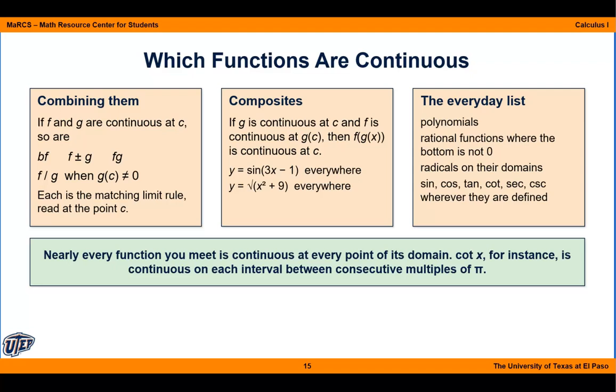Our everyday list includes polynomials, rational functions wherever their denominators are non-zero, radicals on their domains, and trigonometric functions wherever they are defined. In general, the familiar functions we encounter are continuous at every point in their domains. For example, cotangent is continuous on each interval between consecutive multiples of pi.